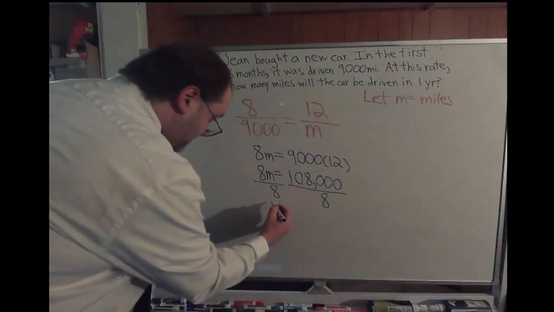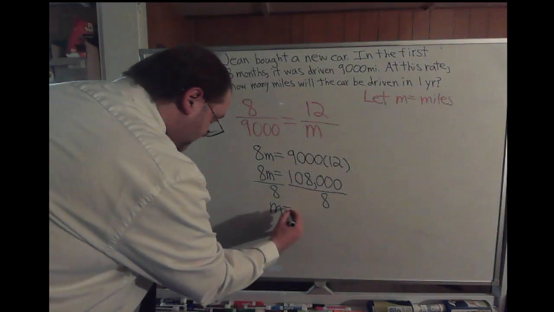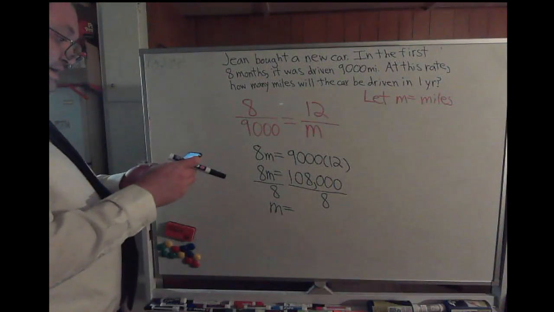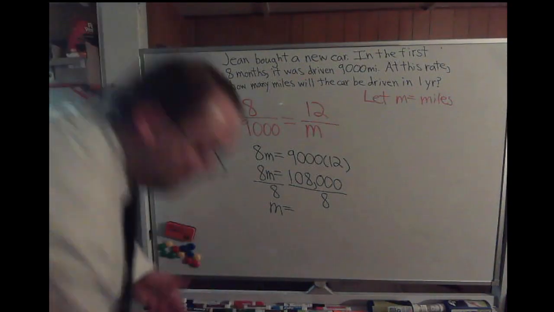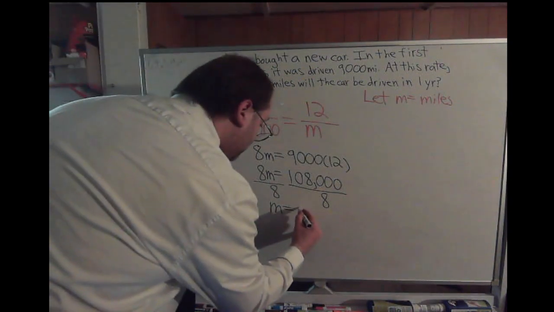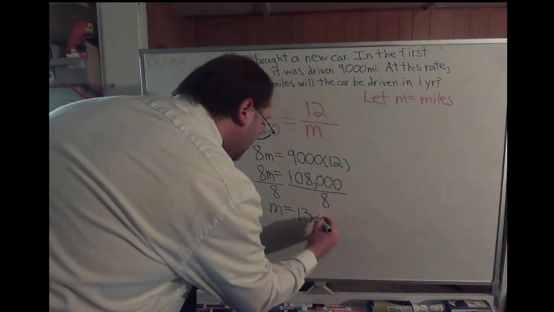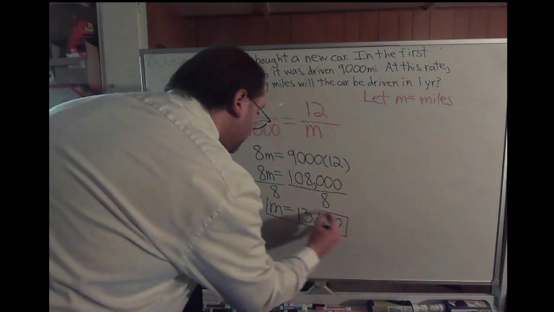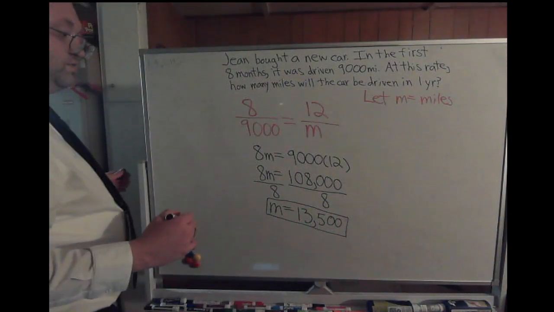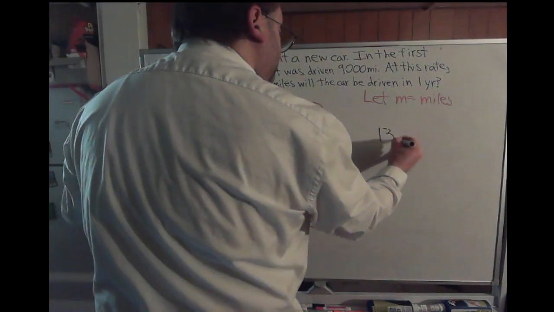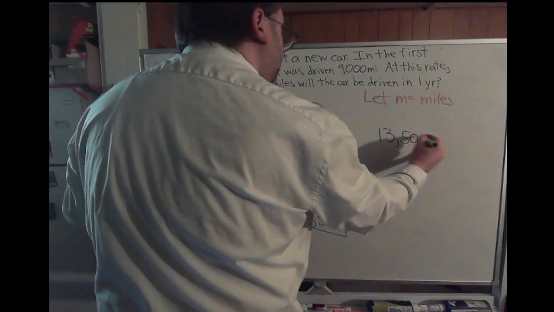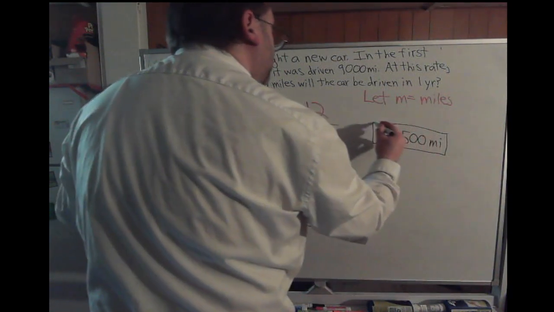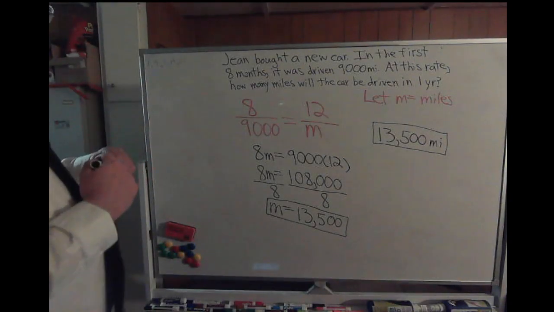Of course, 8M divided by 8 is M. Let's figure out what 108,000 divided by 8 is. Comes to 13,500. So M equals 13,500 miles. So that's the answer, 13,500 miles for 1 year. That's exactly how far they will drive it after a year, or 12 months.